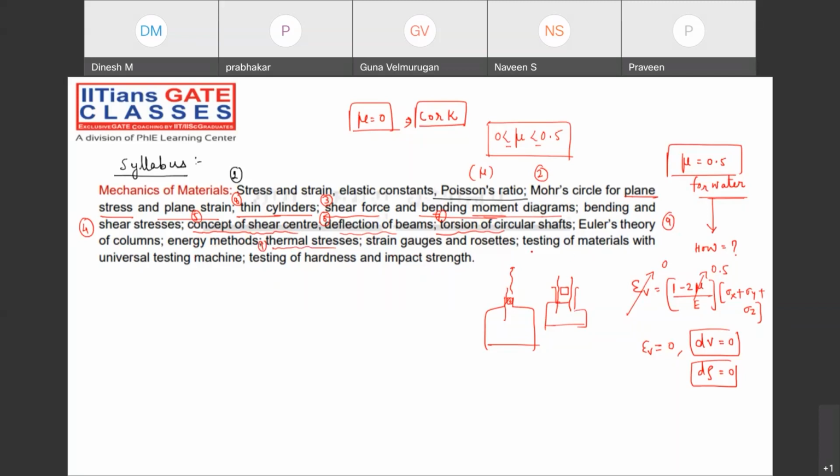Right? And then we will have the testing of the material by using the universal testing machine, testing of hardness and impact test. Of course, this you will learn in material science also. Right? Now, what are all these standard books that you are going to follow?